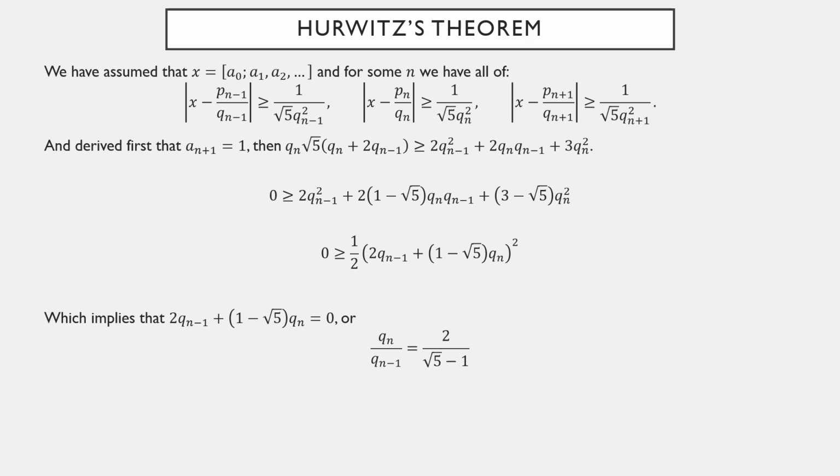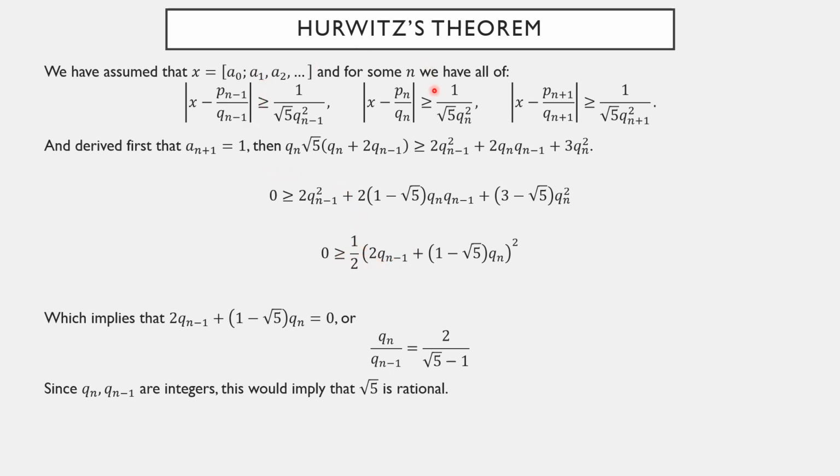That's a contradiction because q_n is an integer, q_{n-1} is an integer, and root 5 is not a rational number. You could now solve this expression for root 5 and you'd have nothing but integers on the other side. So since root 5 is irrational, q_n over q_{n-1} can't be equal to 2 over root 5 minus 1. That means that this expression cannot equal 0, and so forth.